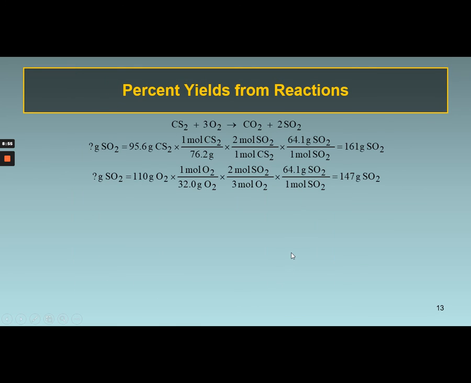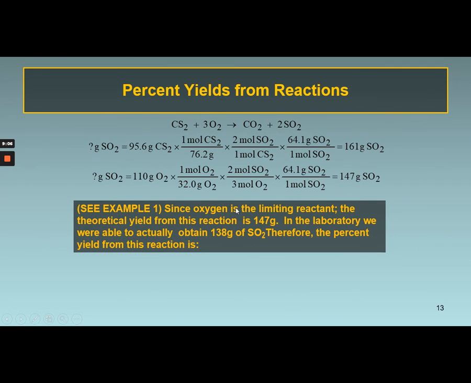So let's go back to that first example where we realized that the oxygen is the limiting reactant. That's our theoretical yield. Let's assume then we went and did the activity and we actually got 138 grams. Therefore, the percent yield is the actual divided by the theoretical, again, determined by the limiting reactant. That's a pretty good yield. So I would say that our lab procedure went pretty well.